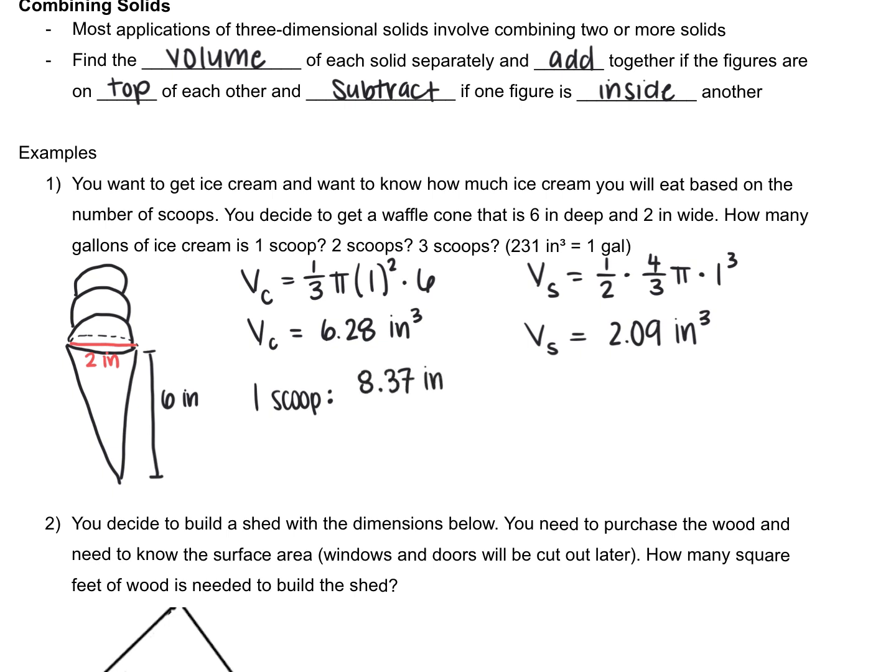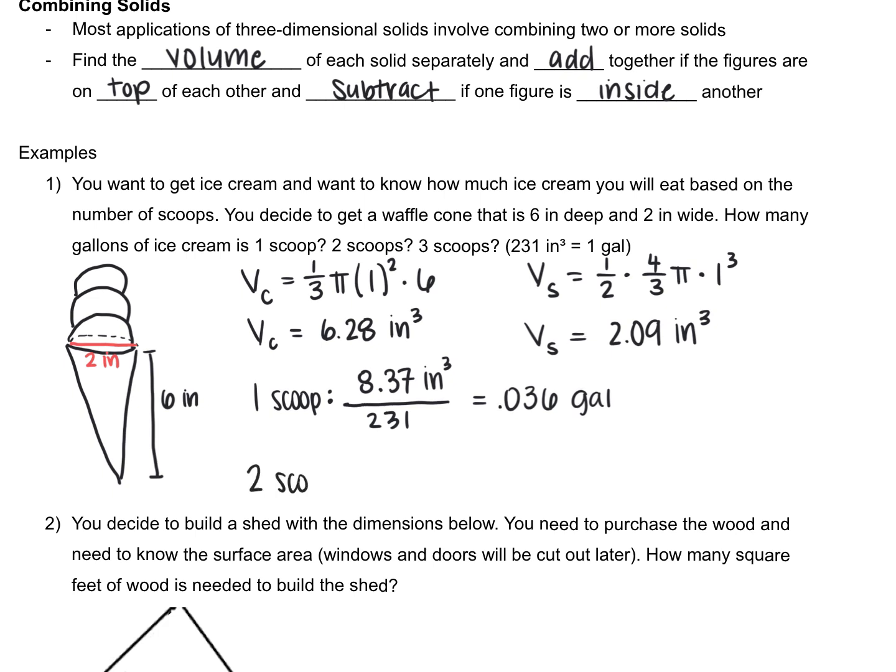So for 1 scoop, you add 6.28 plus 2.09, which gives us 8.37 inches cubed. But I want to know how many gallons of ice cream that is, and I do give you a conversion here that there are 231 cubic inches in a gallon. So we're going to divide by 231, and we get 0.036 gallons.